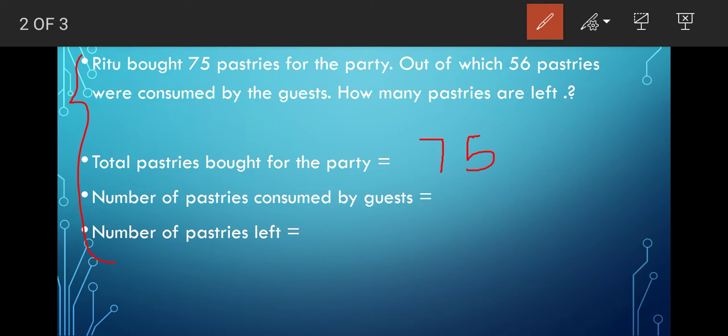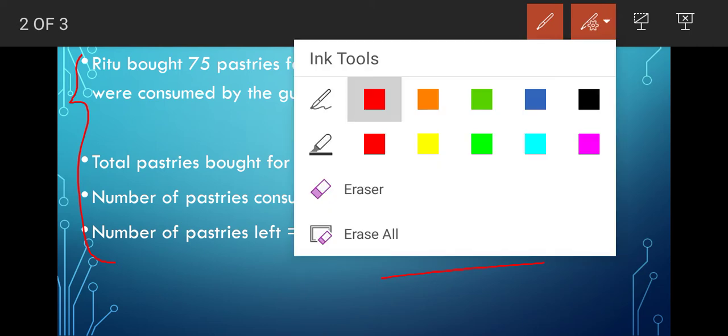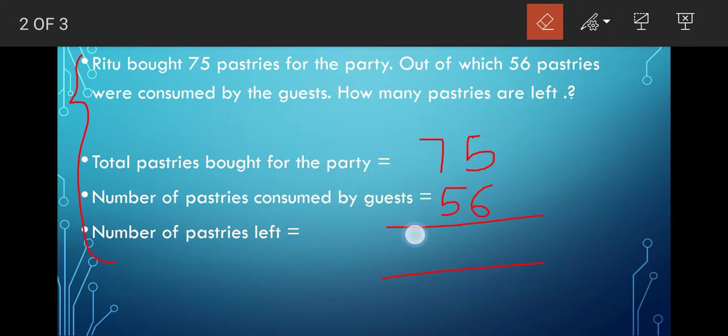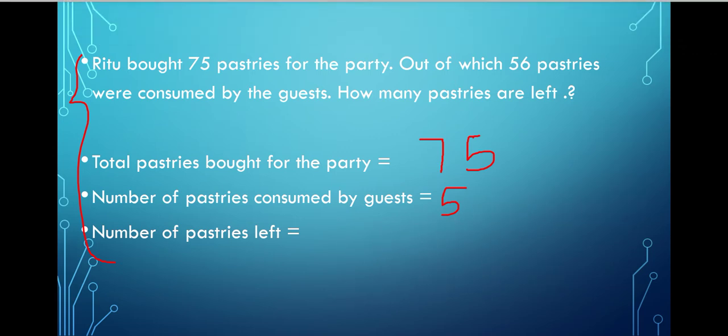56 pastries were consumed by the guests. Now, number of pastries left. So how many pastries are left? You can make a line here and do the subtraction like this. If I do the subtraction here, you will also do it here, and some of you will not be able to do it in the correct place, so I will not do it here.